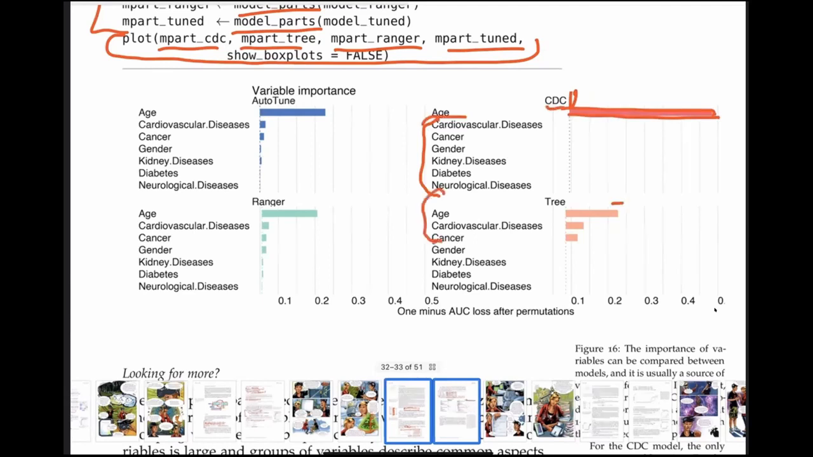For the tree-based model, it's slightly different because we have three variables there. When you plot the tree, you see that there is age, cardiovascular diseases, and cancer. And they have some importance. The initial performance is slightly better than for the CDC model. Age is the most important feature, but there are others as well. And for the random forest model and for the automatically tuned random forest model, you also see that the initial performance is better, higher, so one minus AUC is lower, but also the length of the bar for age is much longer. So for both these models, the most important variable is age. There is some effect of other features, and it's not zero, it's a positive effect, but the most important effect is age.